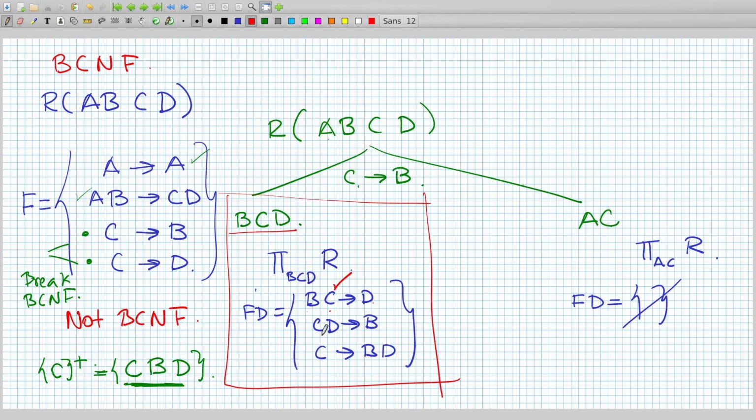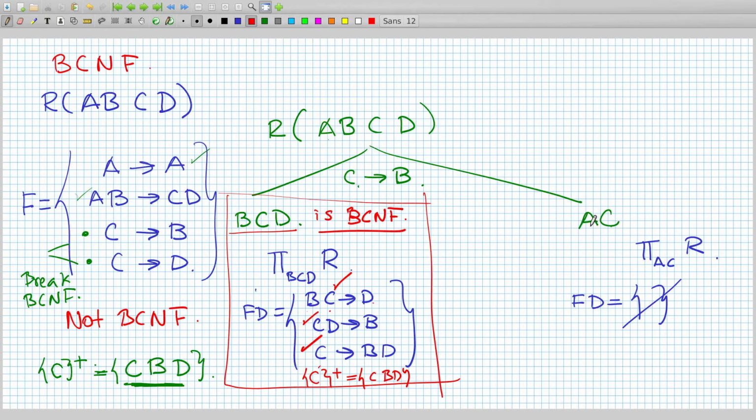So this is a super key. Is CD a super key? Yeah, because if I give you CD, you can compute CDB. So this is also a super key. How about C? Is C a super key? Well, if you compute the closure of C, that gives you C, B, and D. So this is also. So this relation is BCNF. So we got lucky. In just one iteration on the left-hand side, we have a relation that is BCNF.